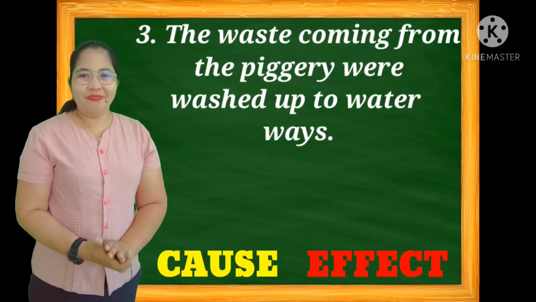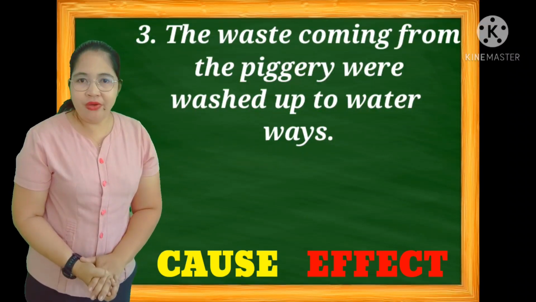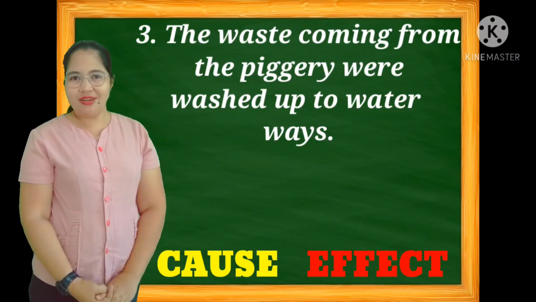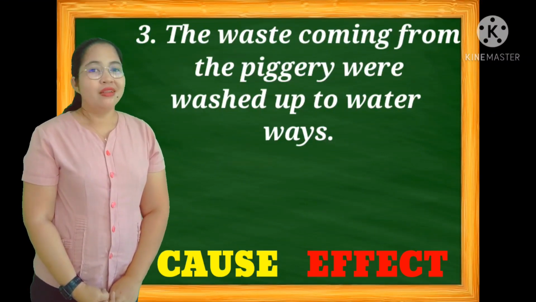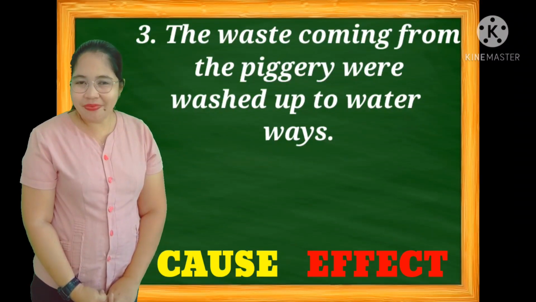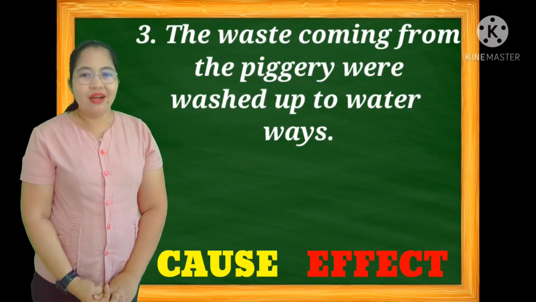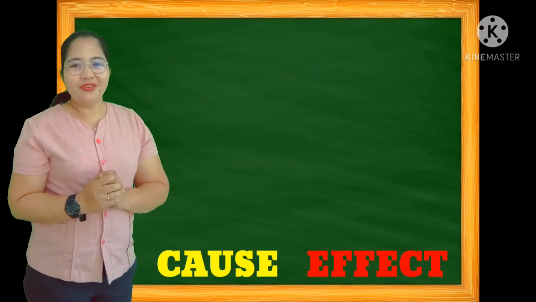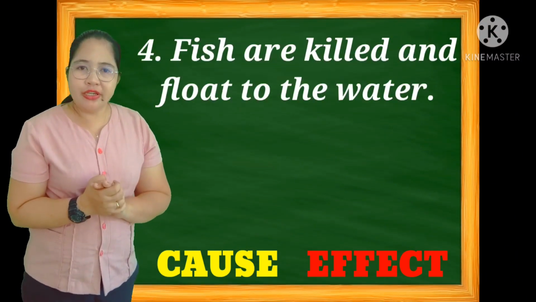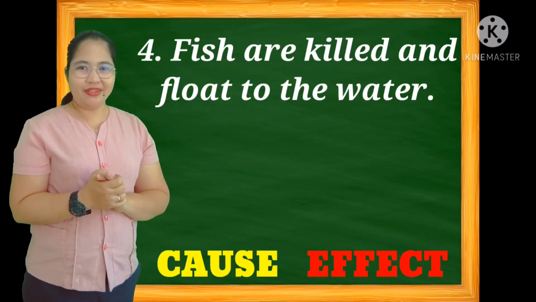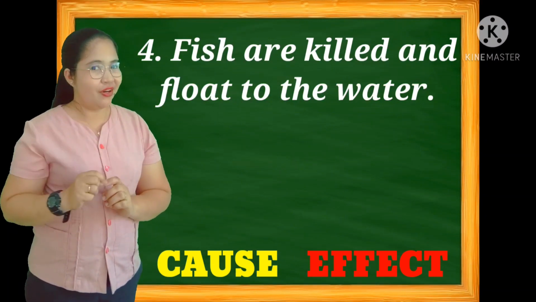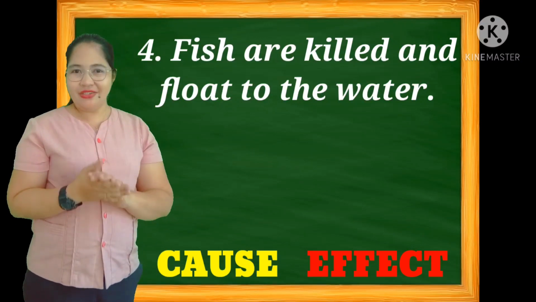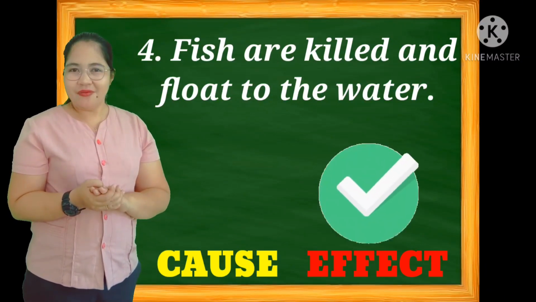Next, number 3. The waste coming from the piggery are washed up to the waterways. Cause or effect? Now, what is your answer? The answer is cause. Very good. Number 4. Fish are killed and float to the water. It is a cause or effect. So, what is your answer? The answer is effect. Very good.